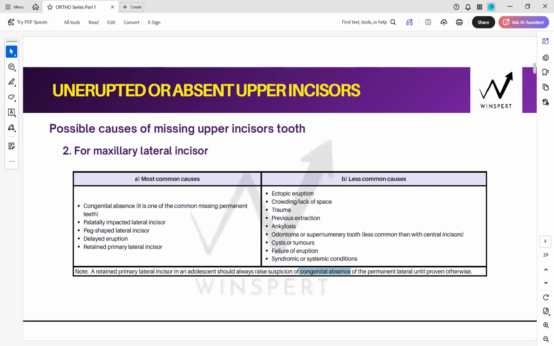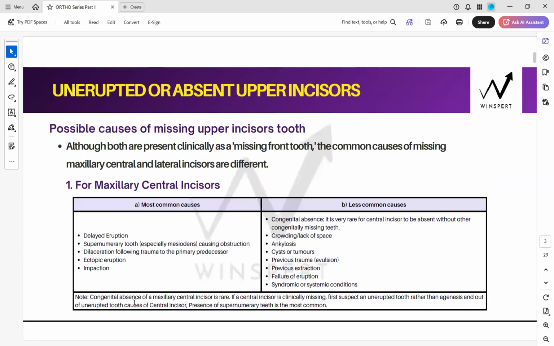Whenever you see an adolescent patient who comes to you, canines are erupted and everything, and the lateral is not there, your first suspicion should be congenital absence rather than a delayed eruption. Only unless proved otherwise will you go with the other causes. Otherwise, congenital absence should be considered.